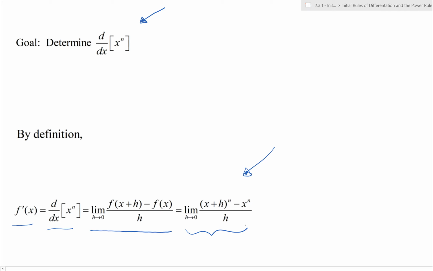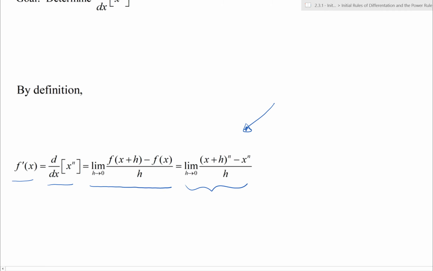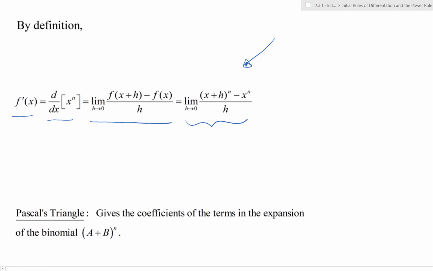What are we going to do to figure out what this limit actually is, since n is any arbitrary positive whole number or 0? If n was 1 trillion, that would take a long time to expand that binomial. Lucky for us, we've got a trick up our sleeve. And that is, let's recall real quick, Pascal's triangle. This is a way to figure out the coefficients of the terms in the binomial expansion. Let's say something plus something, a plus b, whatever those expressions are, quantity to the n power.